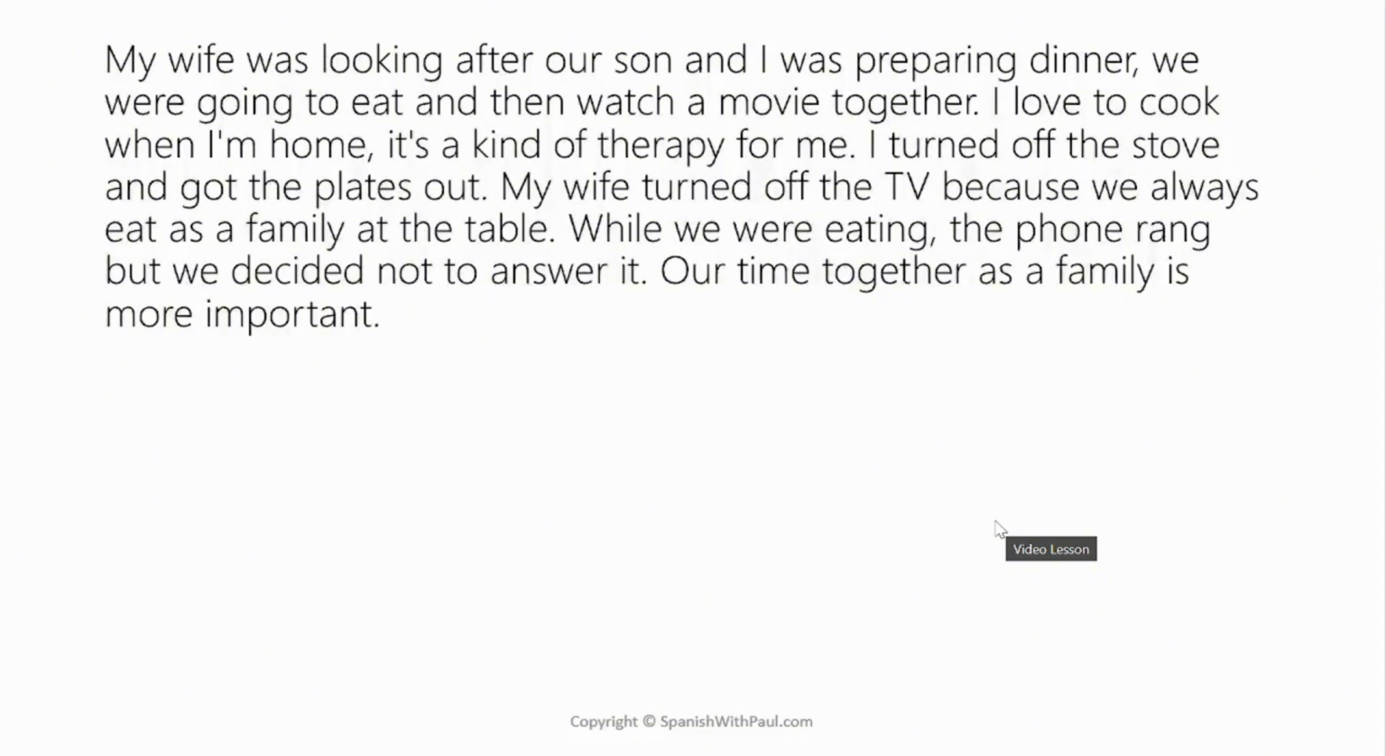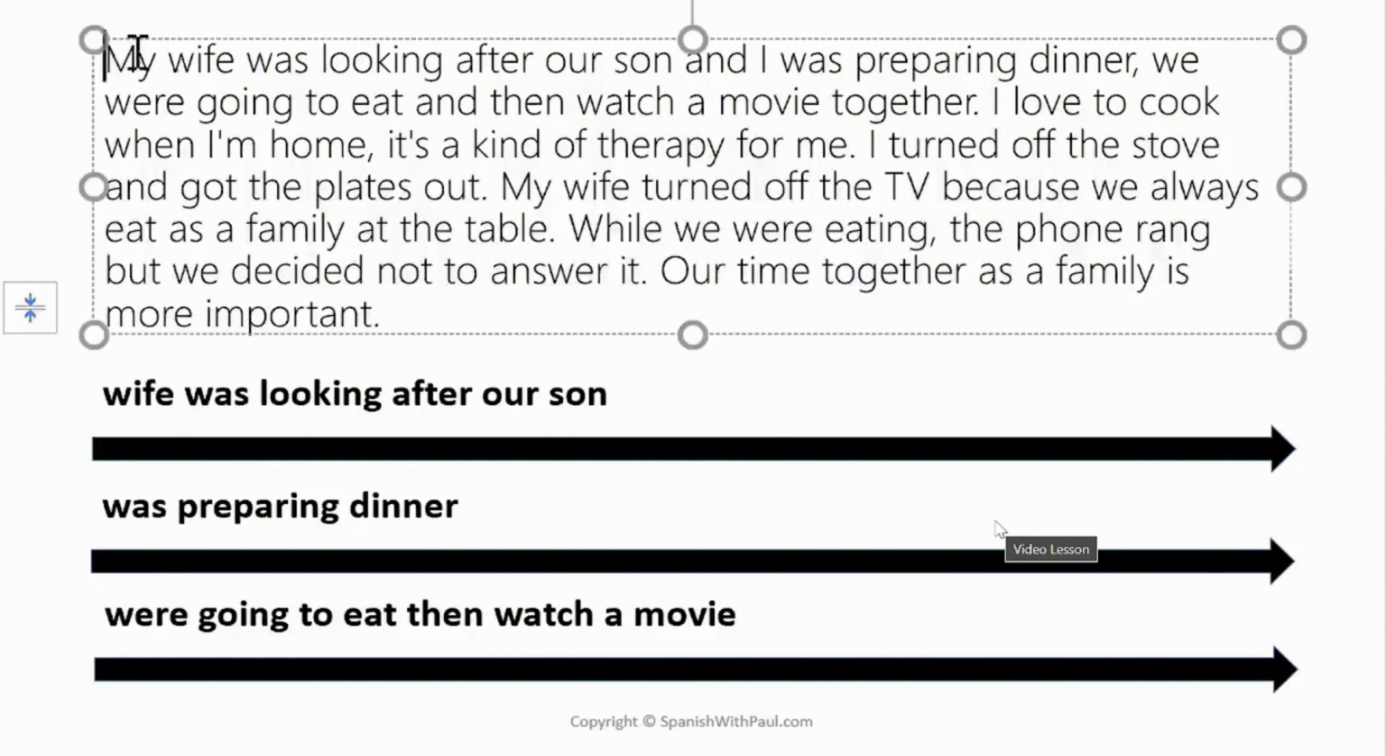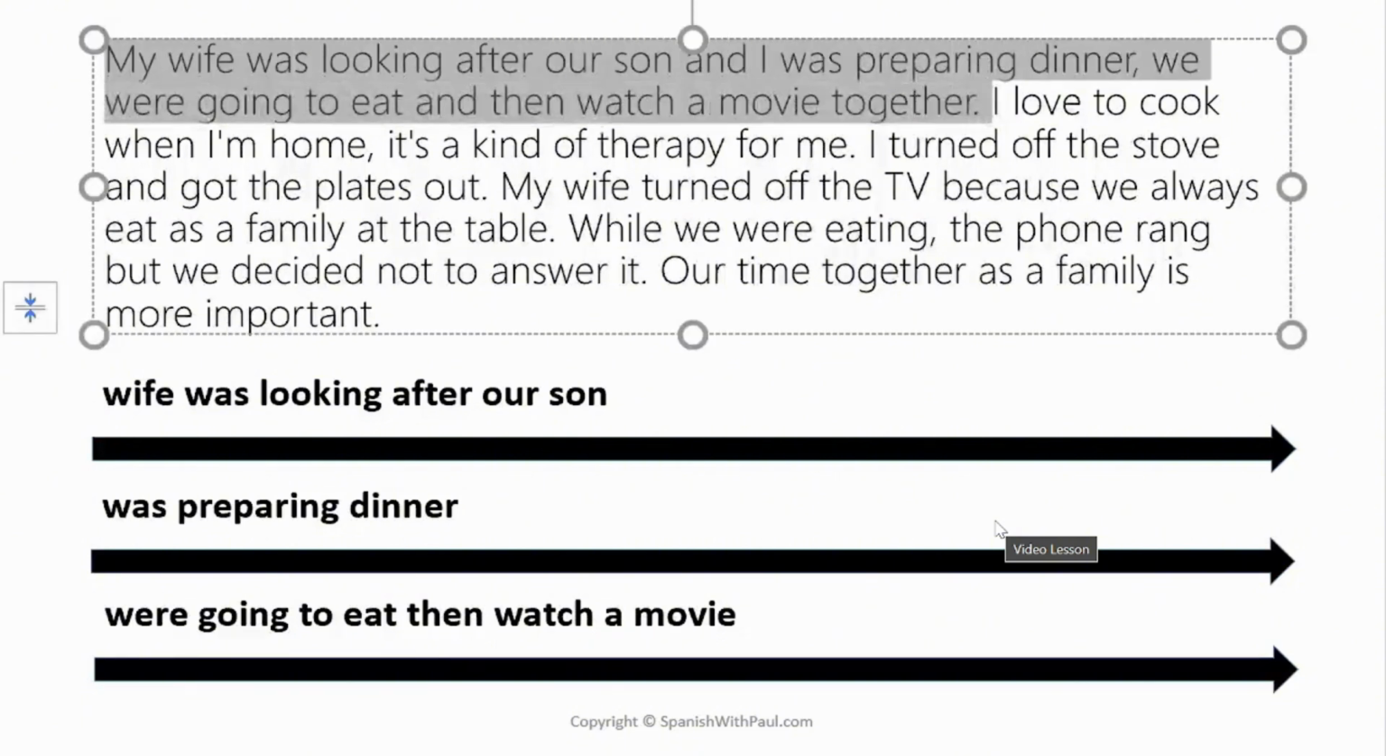Let's begin by analyzing this. We have a lot of the past progressive here, a lot of background description. For example, in a visual sense, it was, my wife was looking after our son. I was preparing dinner. We were going to eat, then watch a movie. So all of this first part here is all background. It's describing the scene. Nothing in the simple past has actually happened yet.